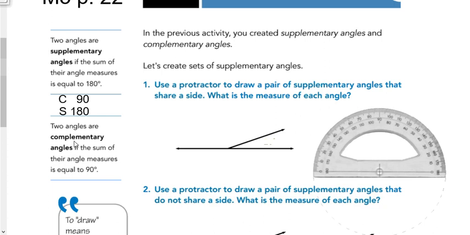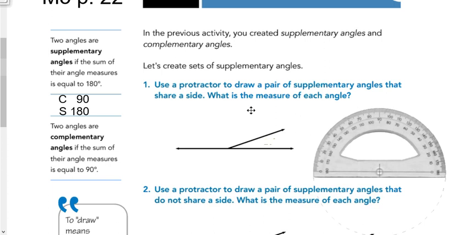Complementary angles are two angles that add up to 90 degrees. So just remember, C for complementary is 90 degrees. Supplementary for S, it's 180 degrees. So two angles added together to become 90 is complementary. Two angles added together to get 180 is supplementary.